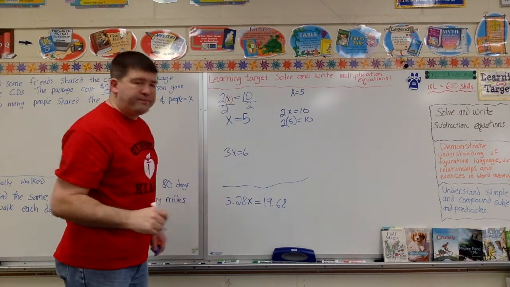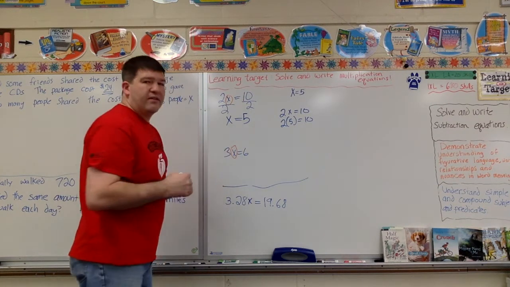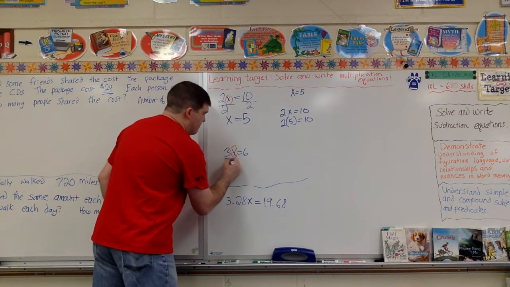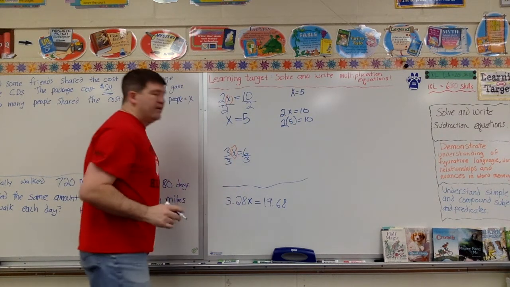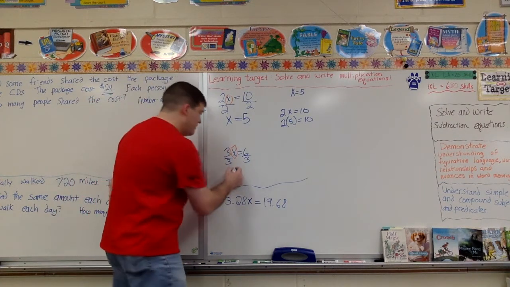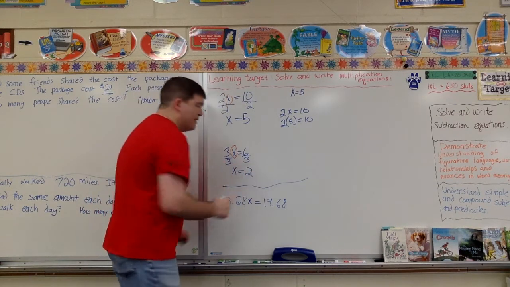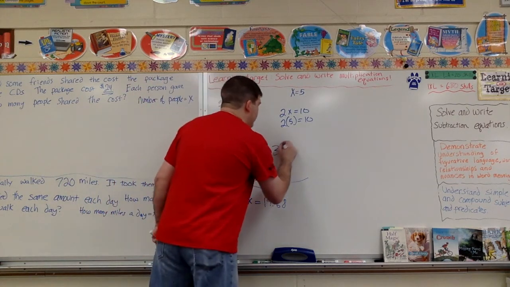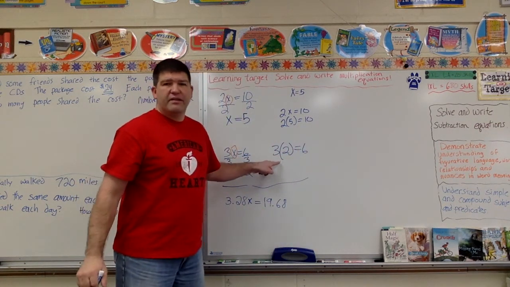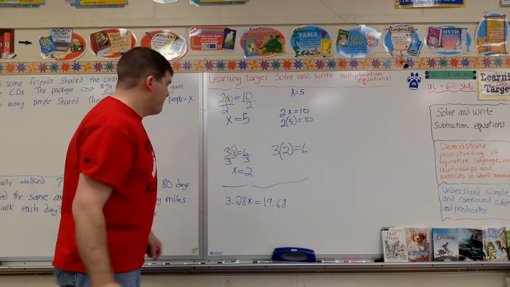Let's do another one right here. I want to get this x, this variable, all by itself. I'm solving for x. So it's a multiplication. I divide by 3, divide by 3. Do the same to both sides. And 3 divided by 3 is 1, so that's just x. 6 divided by 3 is 2. x equals 2. If I plug it in here, is this correct? 3 times 2, that does equal 6. We're good to go. Okay?